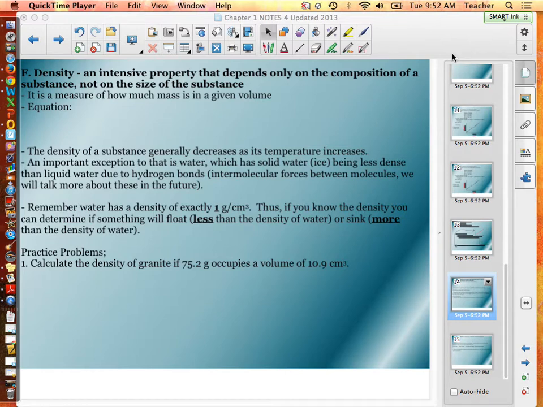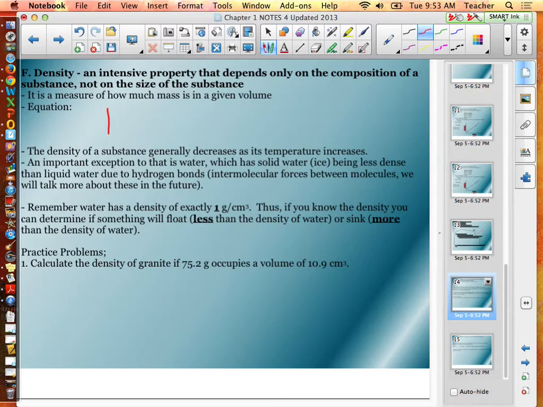Basically, it's a measure of how much mass is in a specific volume, and the formal equation is density, let's see, there we go. Density is our mass over our volume. And you can algebraically rearrange that to solve for any of the variables.